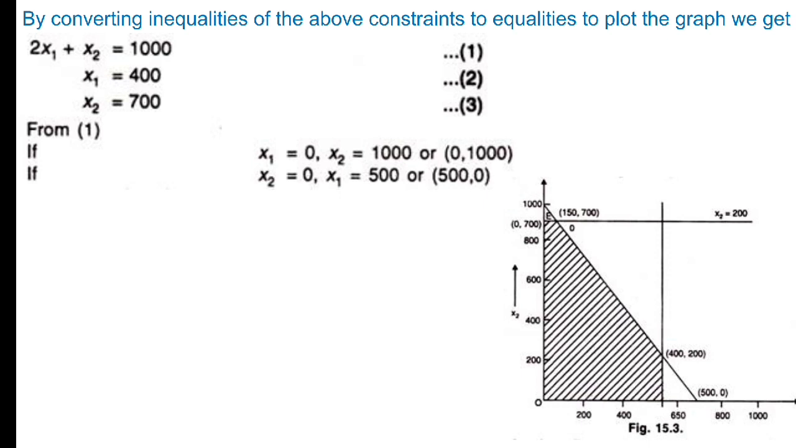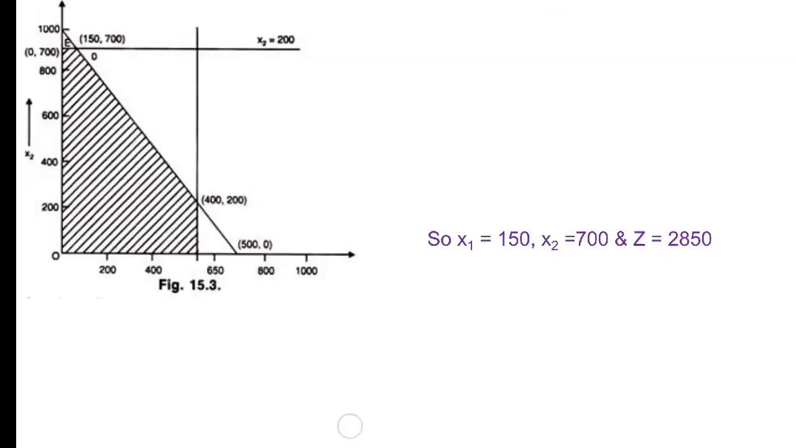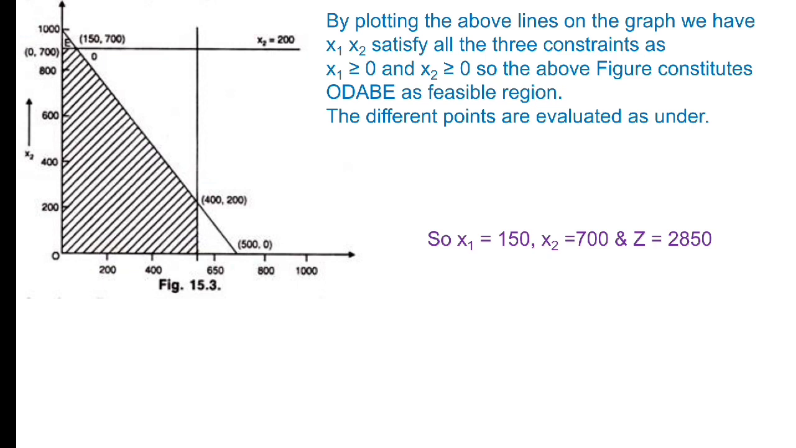0, 0, if you substitute, you get 0. 400, 0, if you substitute, 2000 will come. 200, 400, if you substitute, you get 2200. 150, 700, if you substitute, 2850. Then 0, 700, if you substitute, you get 2100. That maximum is 2850. That is maximum Z equal to 2850. For that, the coordinates are x1 equal to 150, x2 equal to 700. This is the way we are able to solve an LPP problem by the graph method.